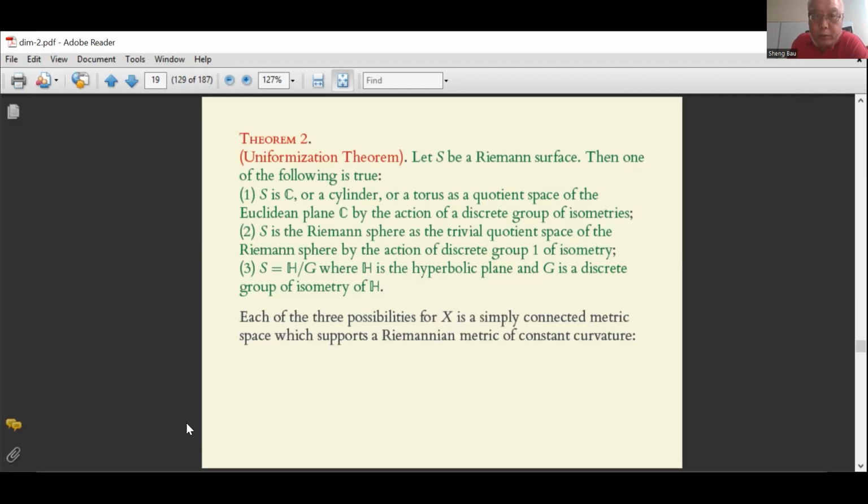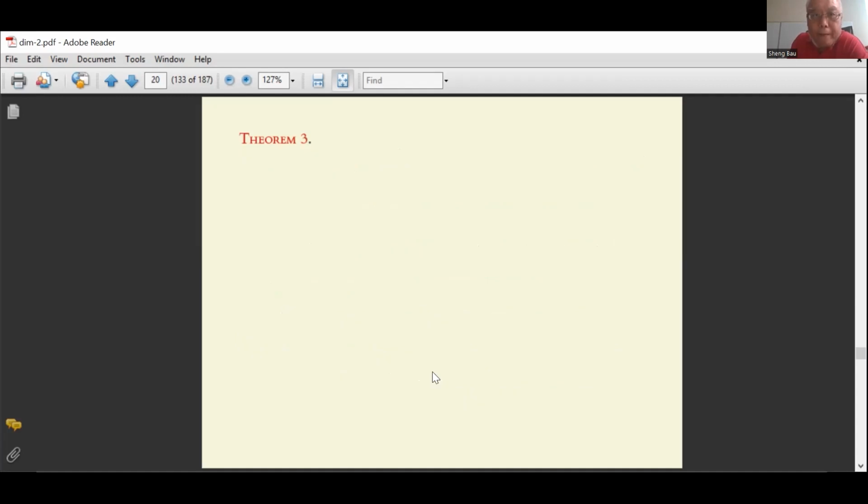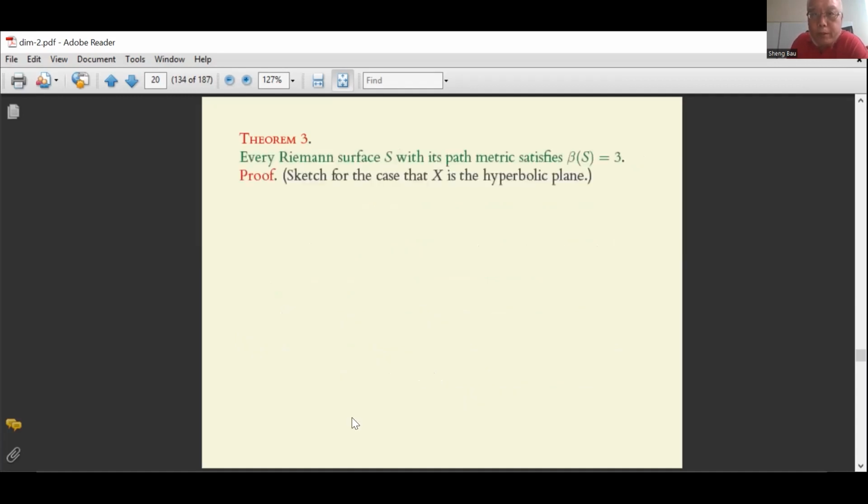And we are going to use this theorem to determine the dimension of Riemann surfaces. And I'm going to give you the simple idea for the hyperbolic plane, the third type of Riemann surface.